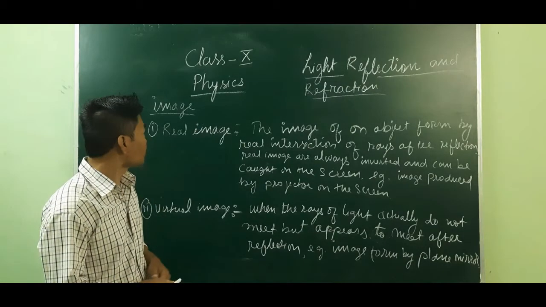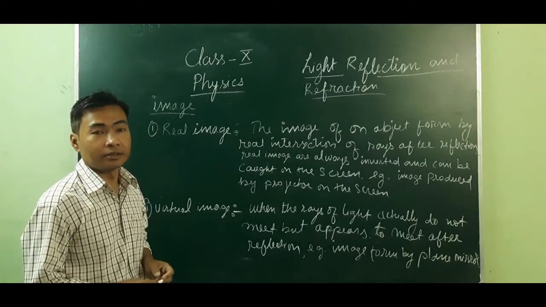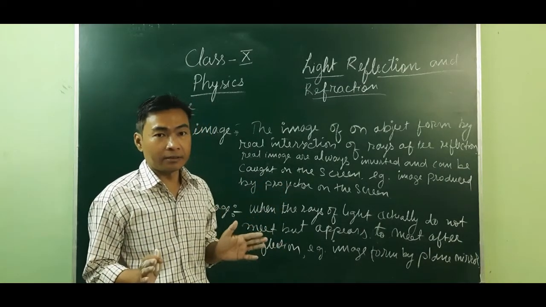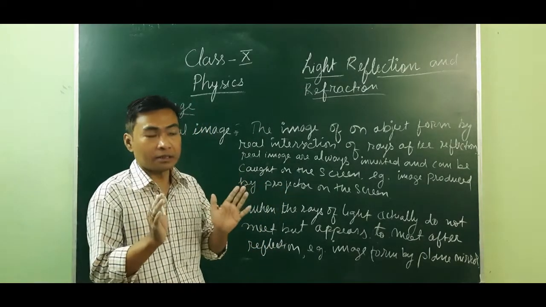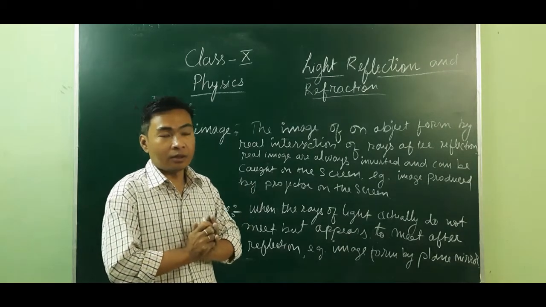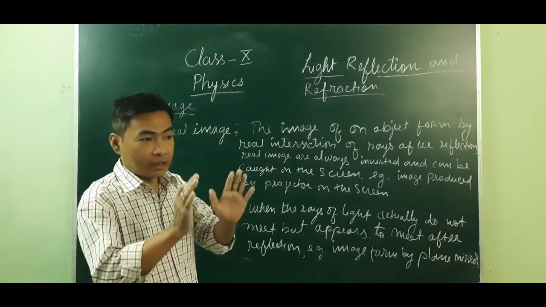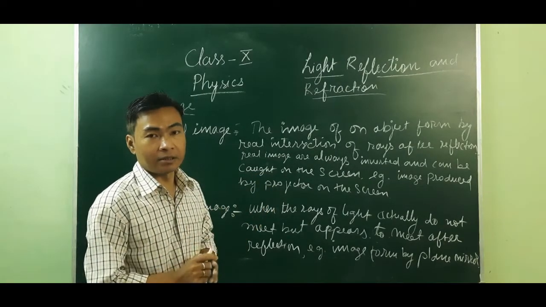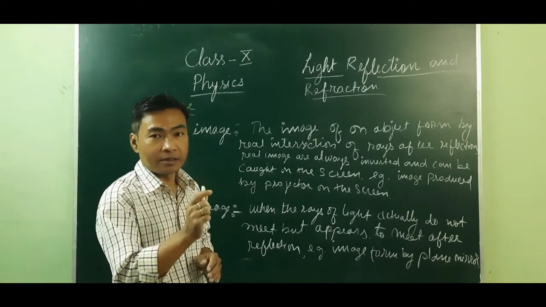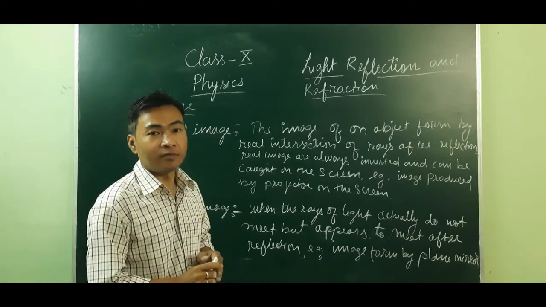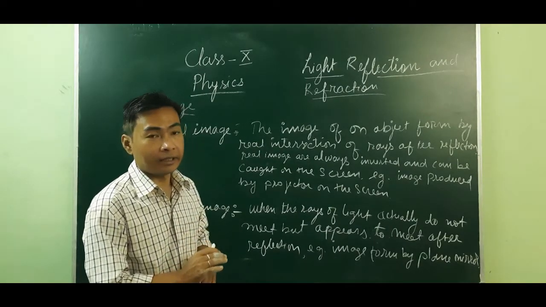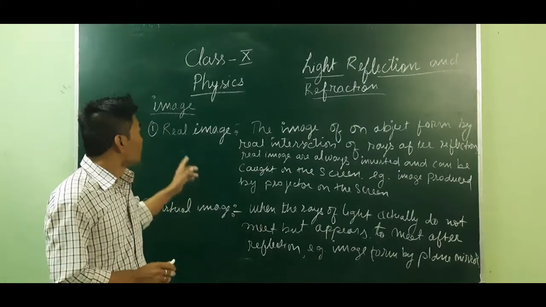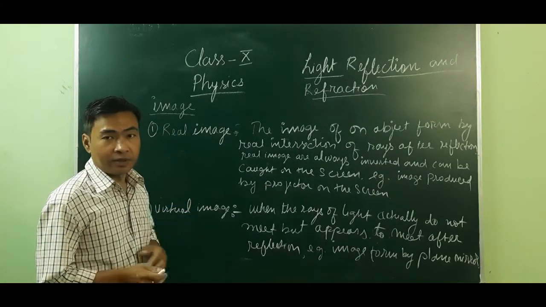Image. Okay, what is an image? When you stand in front of the mirror and see your face in the mirror, what we see is that the face which appears in the mirror is the picture. Okay, that picture is the image of the object. Now there are two types of image: the real image and the virtual image.